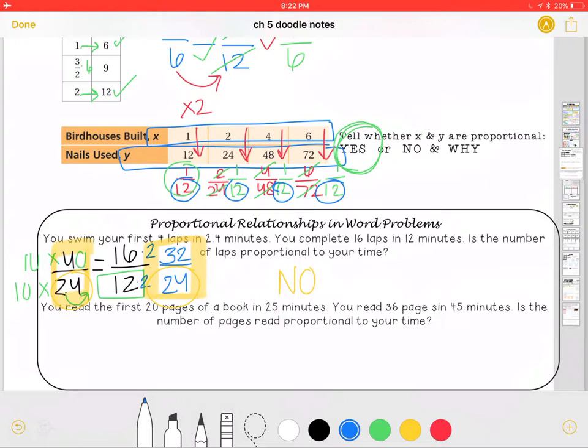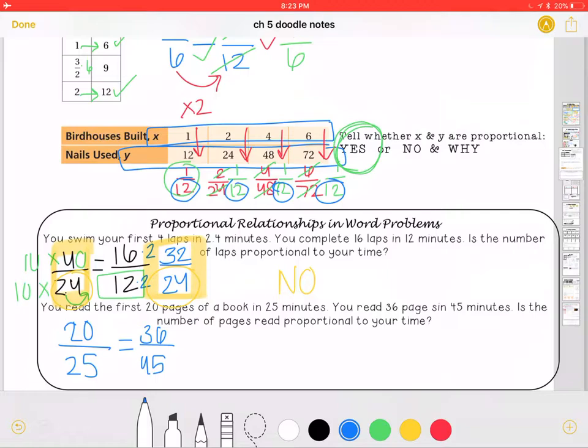And let's do my second word problem here. You read the first 20 pages of a book in 25 minutes. You read 36 pages in 45 minutes. Is the number of pages read proportional to your time? So let's see. I did 20 pages in 25 minutes. I want to know, does that equal 36 pages in 45 minutes?